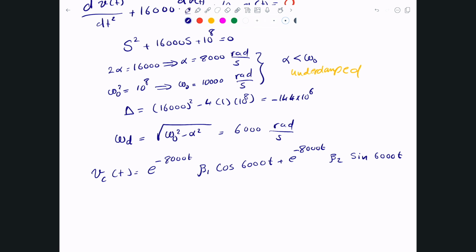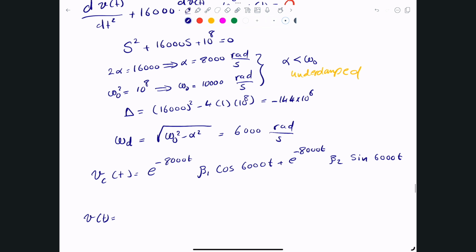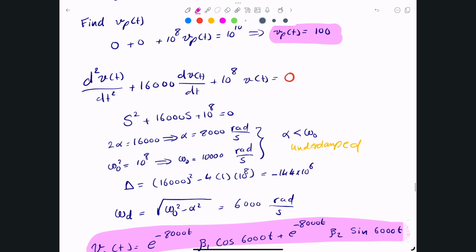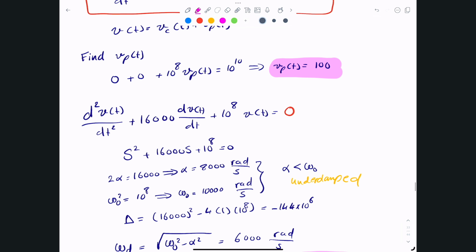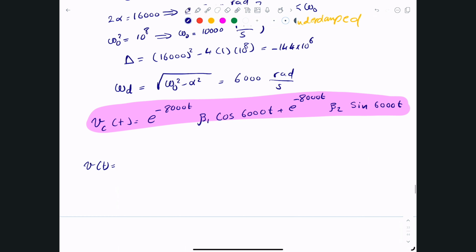Of course, what we're looking for is the full solution, and the full solution is simply v of t is a particular solution. So let me just highlight this here. So that's the complementary solution in here. What we need is the particular solution, which we found out to be 100 right here, plus whatever we have in here, which is 100 plus beta 1 e to the negative 8,000 t cosine of 6,000 t, plus beta 2 e to the negative 8,000 t sine of 6,000 t. Okay, and that's basically it.